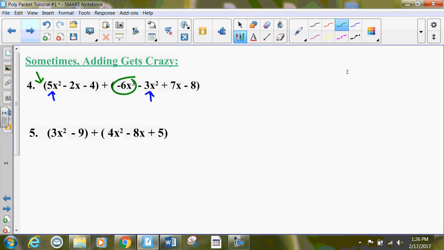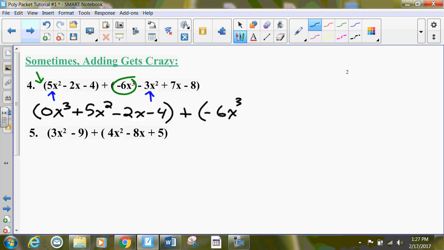For other people, that really bothers them. So one thing you could do is this. Since I don't have an x cubed term in this first polynomial, I could write 0x cubed. You okay with that? We can do that. Then I can rewrite everything else in this polynomial, and then it helps when I'm trying to combine like terms. Now that's just to help you to understand. If you don't need to do that, you don't have to do that.